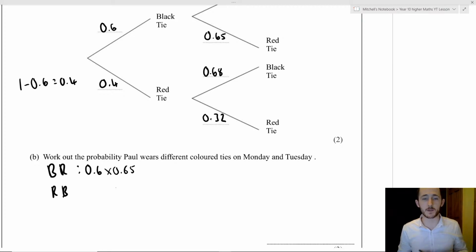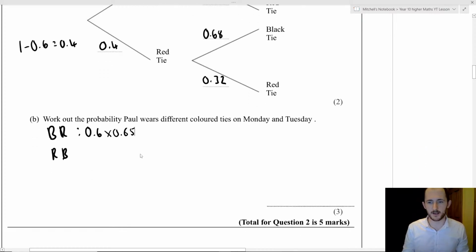Just so you're aware as well, the first question we did can turn up on non-calculator or calculator because it's fractions. But with decimals, it's only going to be calculator paper. Okay, unless they're really easy decimals, but these ones aren't particularly easy. I'll work those out both together in a minute.